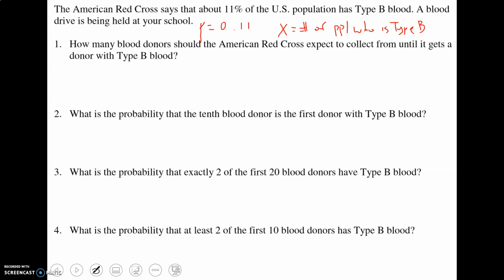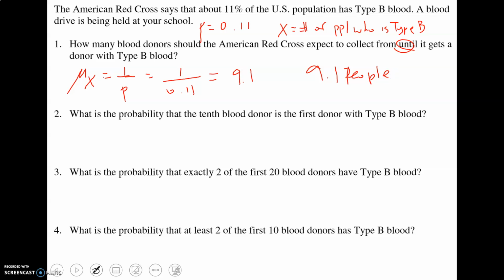All right, the first one: how many blood donors should the American Red Cross expect to collect from until, that's an important word, right? It gets a donor with type B blood. So this is not a binomial setup, it's a geometric setup, right? And the geometric mean was 1 over p. So 1 over 0.11, which is 9.1. And again, guys, expected value, you don't round up. So 9.1 is your answer. Don't round it unless it says rounded.